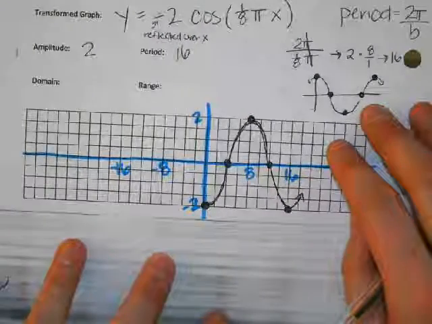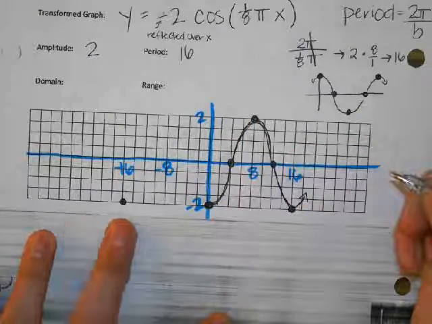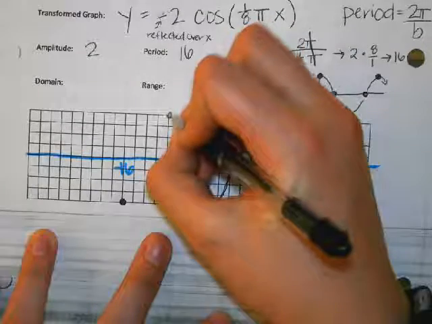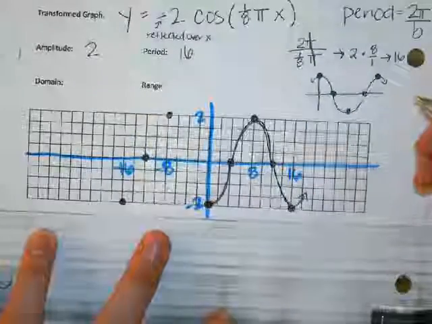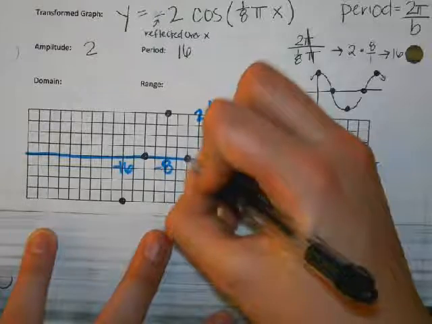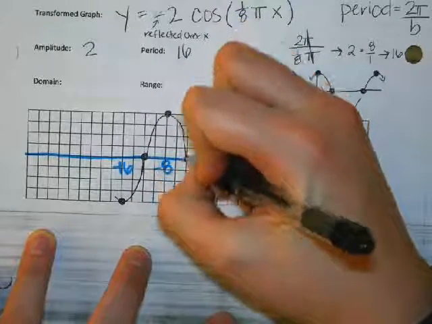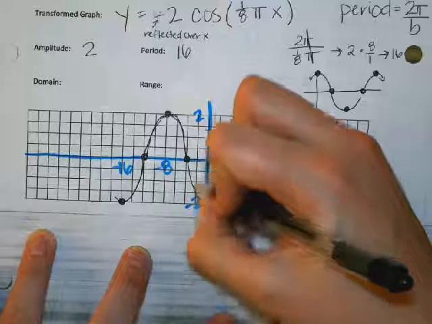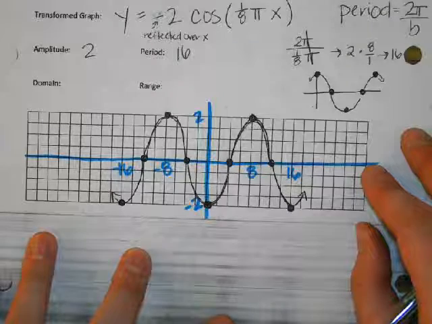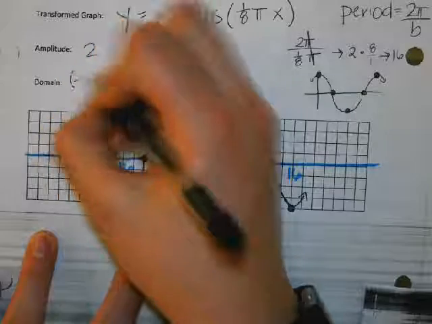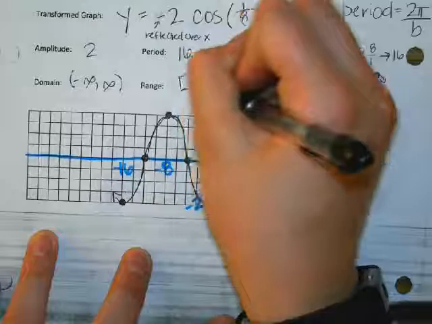And then we draw another one, right? We always have to have 2 periods of the graph. So we start at -2 and we end at -2. And in the middle we go up to +2. And in the middle of those we cross 0. And then in the middle of these we cross 0. So what's the domain for this graph? What's the range? -2 to 2.